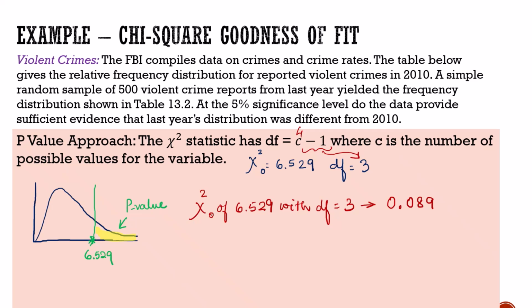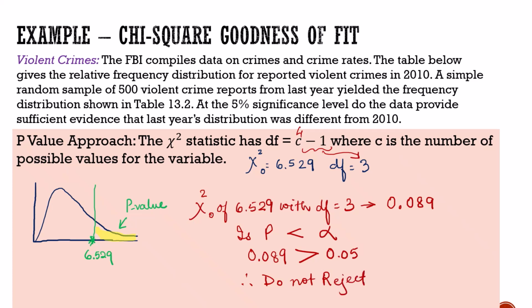The next step is to compare p with alpha, correct? So the question we are asking is, is p less than alpha? If it is, then we will reject the null hypothesis, otherwise not. So p was 0.089. The alpha value is 0.05, which is our significance level, and that is greater, correct? 0.089 is greater than 0.05. Therefore, do not reject the null hypothesis is going to be our decision, which matches with what we found using the critical value approach.